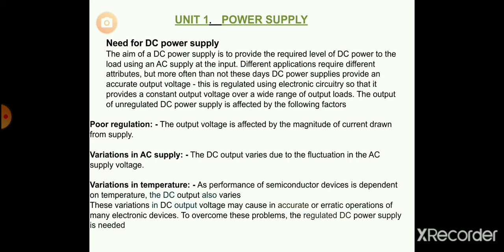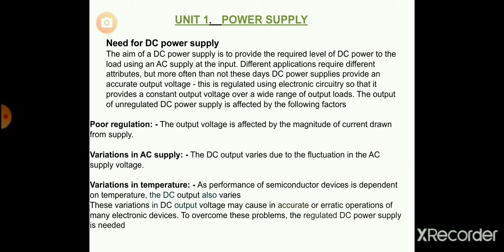The output of an unregulated DC power supply is affected by the following factors. AC to DC conversion is done by the rectifier. It is an unregulated power supply. We have to regulate it. Regulate means we have to remove the AC components. The need for power supply is there because almost all electronic devices are purely DC.